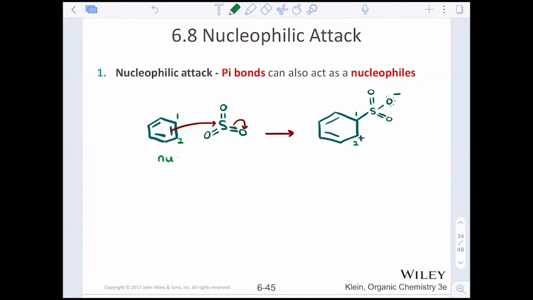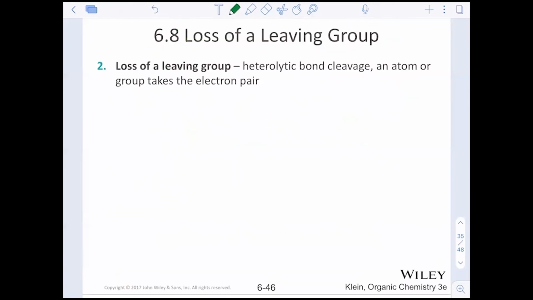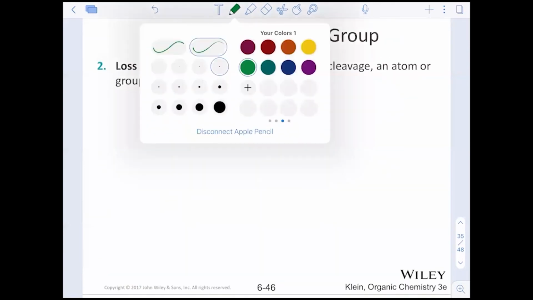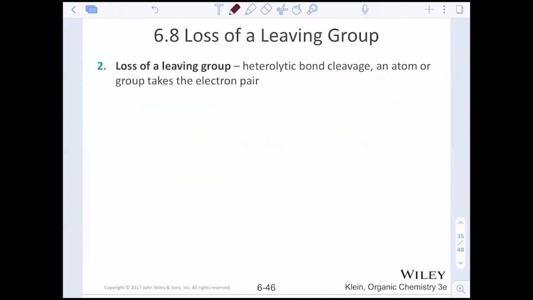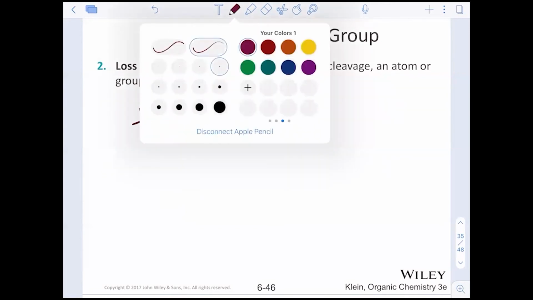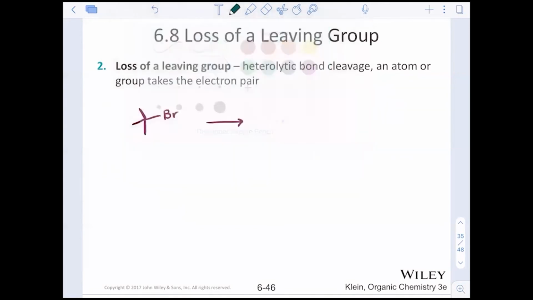There again, there's the nuke. And that sulfur is the electrophile. We'll get to all of these reactions. What's important to just note right now is, again, the process, right? The definition. Loss of a leaving group. We're just going to do a very similar one to what we did before. We could have a bond simply break. That's the loss of a leaving group.